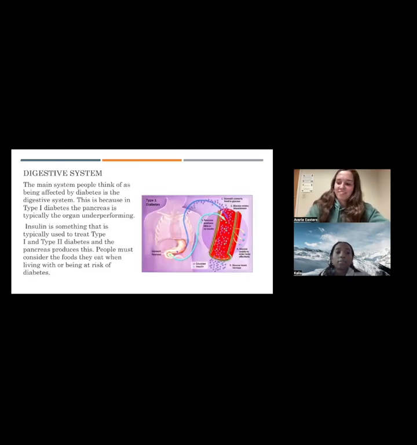The digestive system is another system affected by diabetes, and this is the main system people think of as being affected by diabetes because of eating and the insulin. This is because type 1 diabetes is in the pancreas. Typically, that's the organ that's underperforming. And then insulin is something that people use to actually treat type 1 and type 2 diabetes because their pancreas obviously is not producing enough or at all any of it. And people have to consider the foods they eat when living with diabetes just so they can avoid those blood sugar spikes or help get their blood sugar up if it's too low.